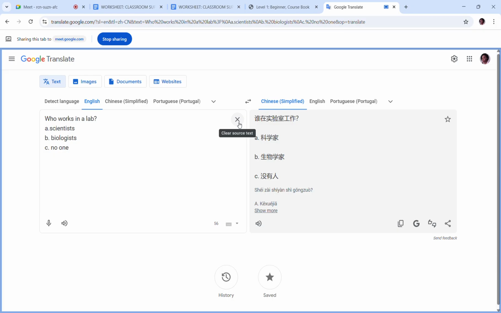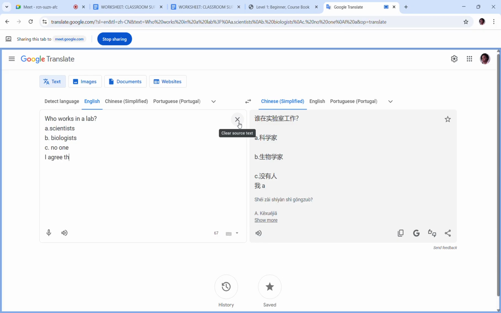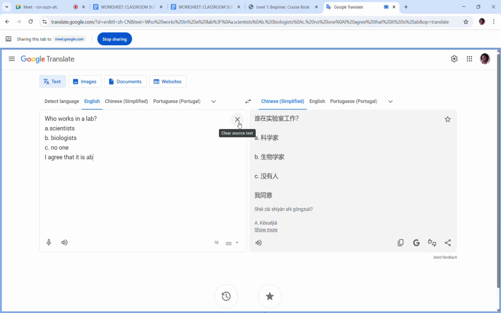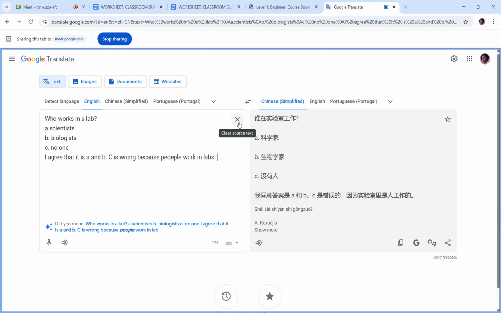Yeah, I agree with you. I agree that it is A and B, right? C is wrong. C is wrong because people, right, work in labs, right?